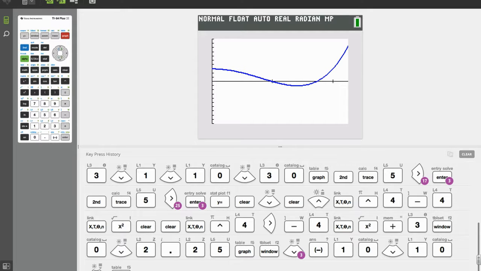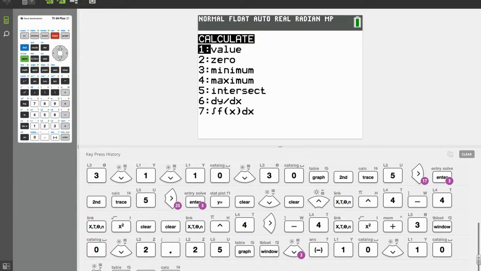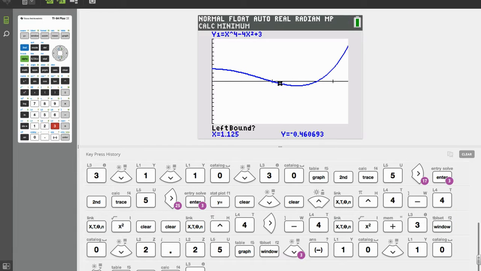So let's find the minimum first. We're going to go to second trace, number 3. And then we just want to be a little to the left of the minimum. Hit enter. A little to the right of the minimum. Hit enter, hit enter. So we know we have a minimum value at 1.41, -1.